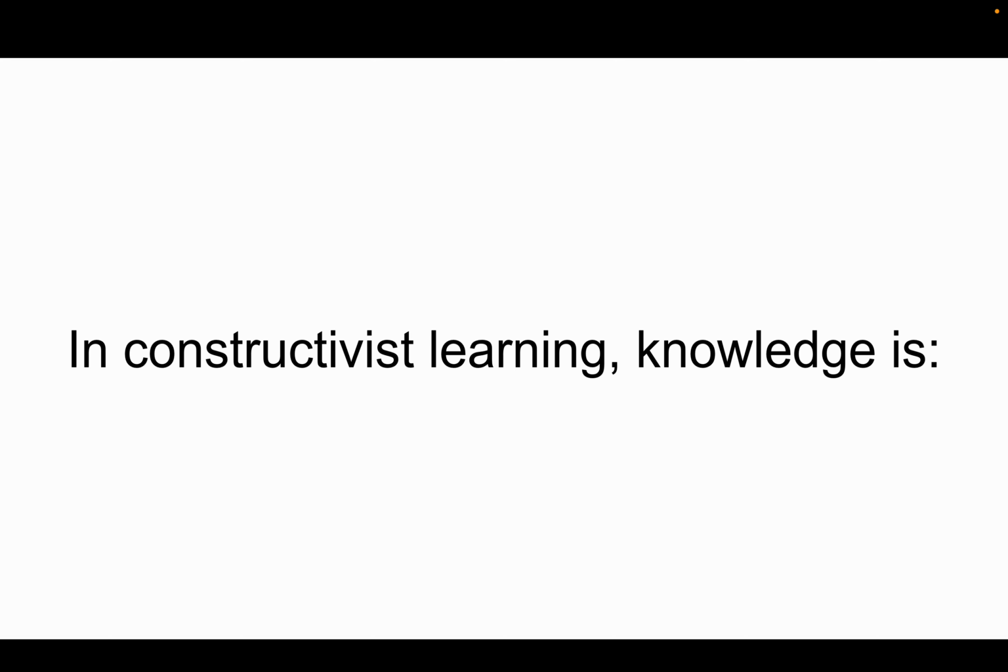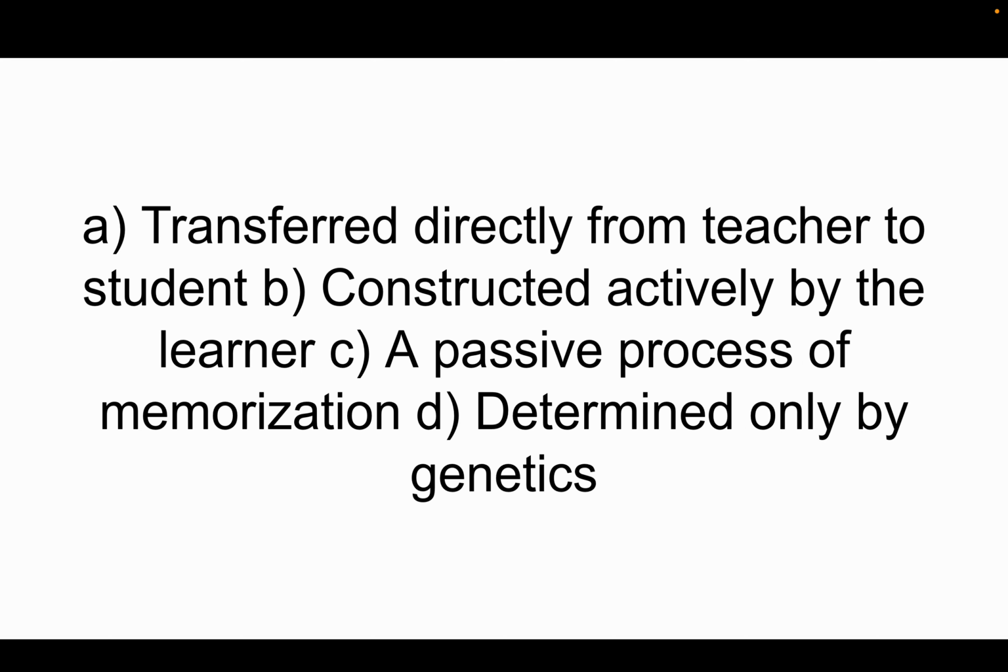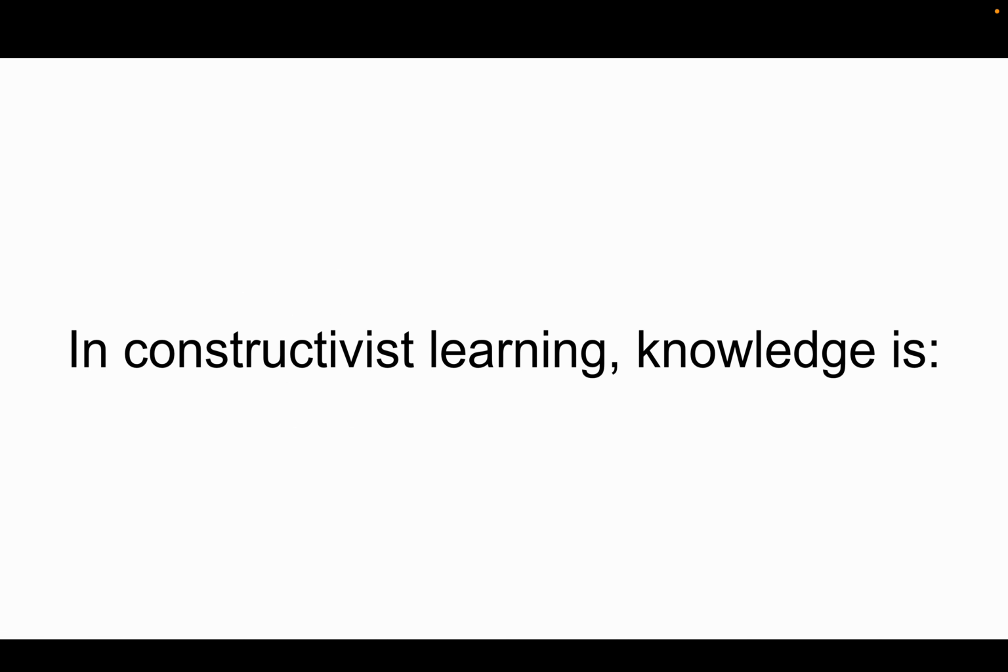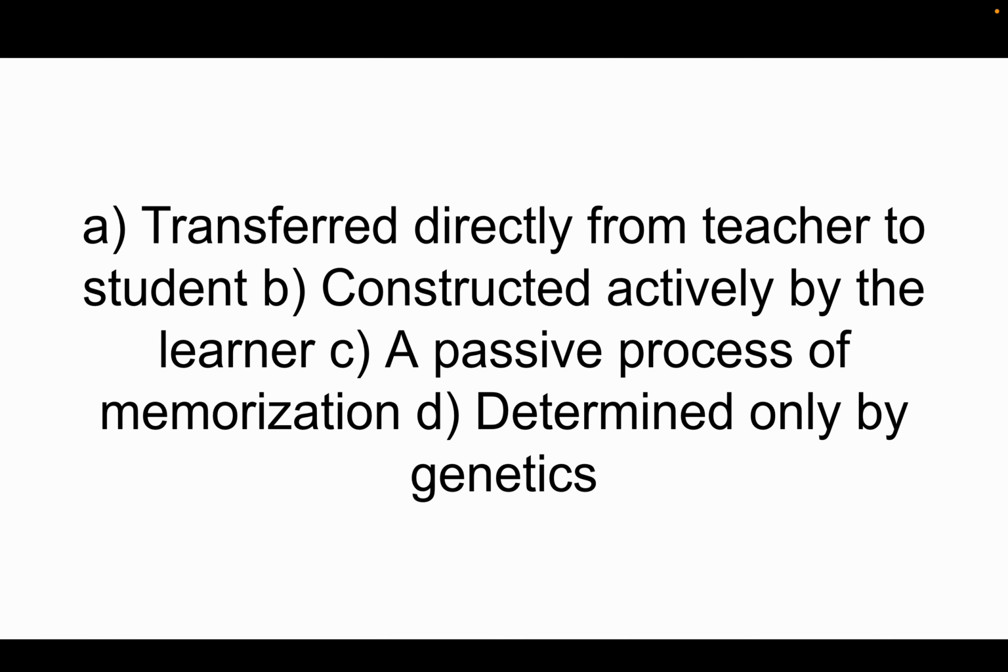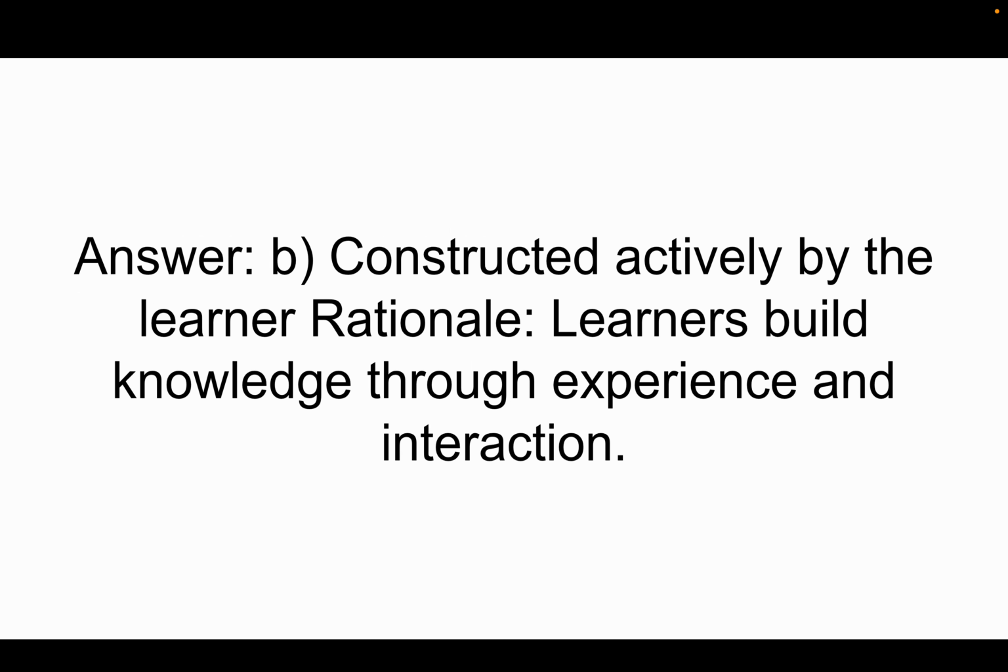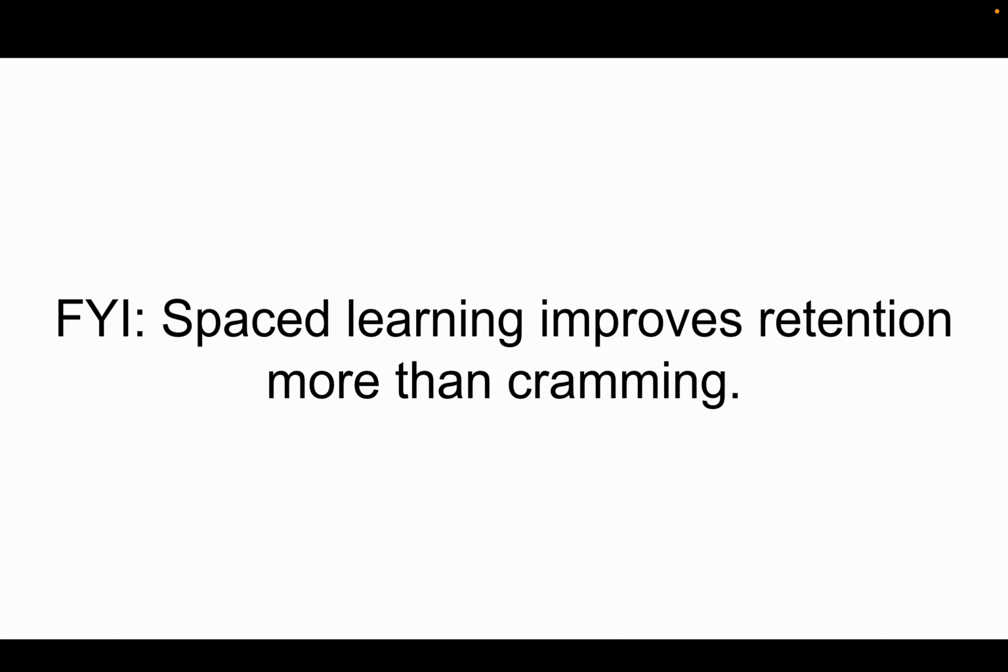In constructivist learning, knowledge is A. transferred directly from teacher to student. B. Constructed actively by the learner. C. Passive process of memorization. Or D. Determined only by genetics. Again, in constructivist learning, knowledge is what? Constructed actively by the learners. Learners build knowledge through experience and interaction. Another bonus, spaced learning improves retention more than cramming.